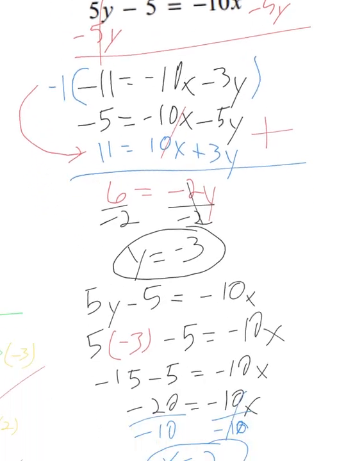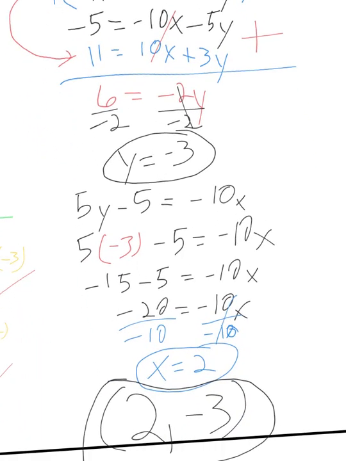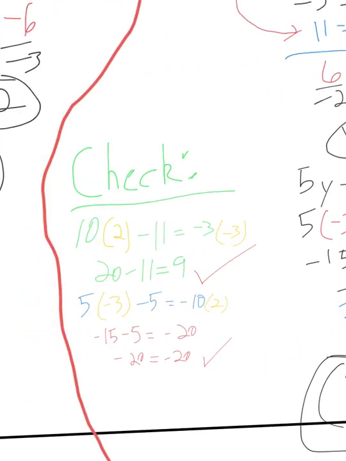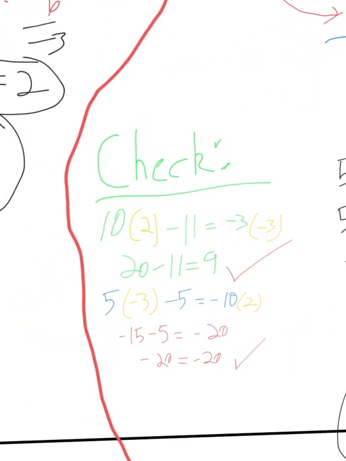And so I got y equals negative 3, I plugged it in, I got x equals 2, and then I checked my work over here on the side, and it all worked out.